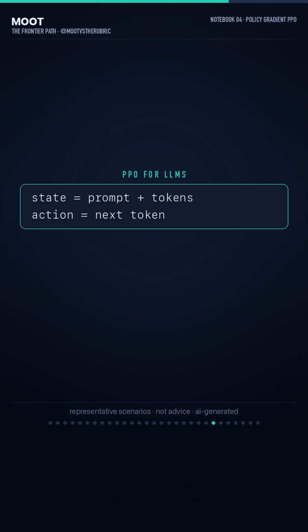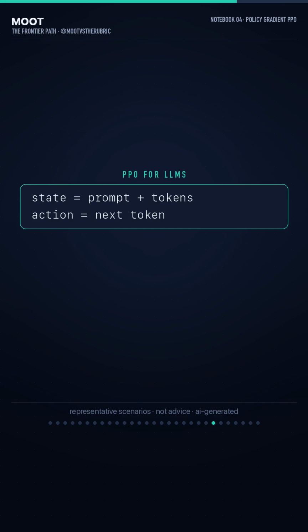Now the payoff, why this notebook is the gateway to RLHF. Map the pieces onto a language model. The state is the prompt plus the tokens generated so far. The action is the next token from a vocabulary of tens of thousands. The reward is a reward model score, handed out at the end of the generation. And a KL penalty against the original supervised model keeps it from drifting into gibberish.